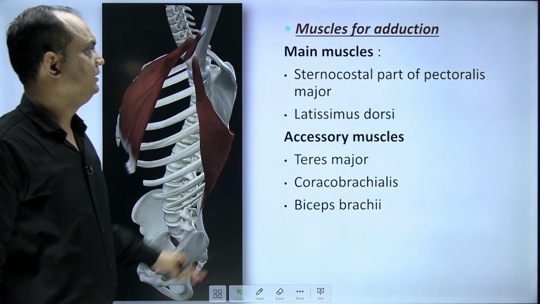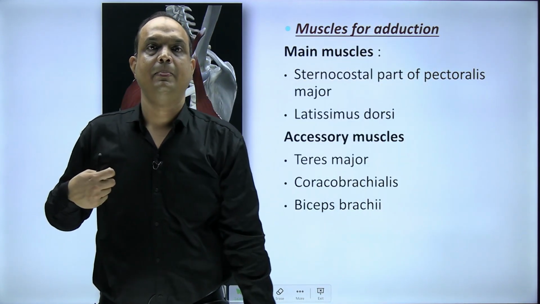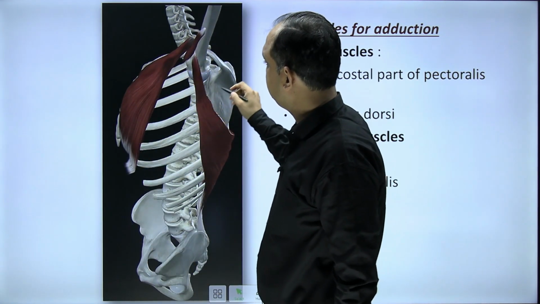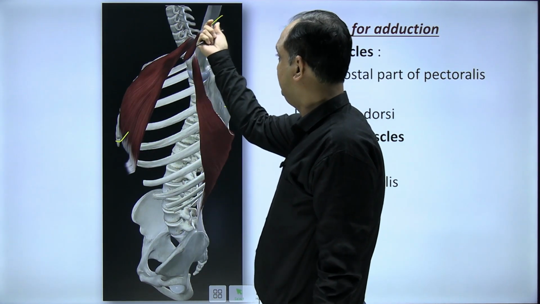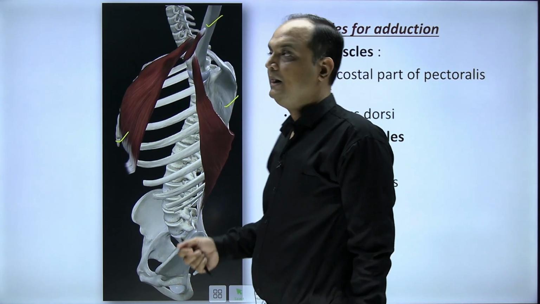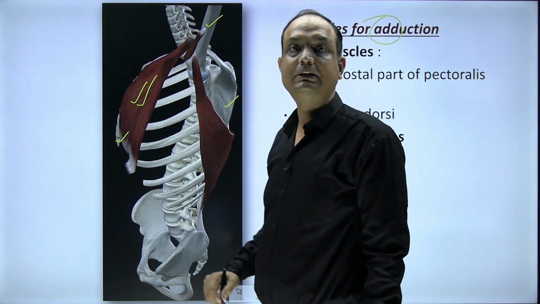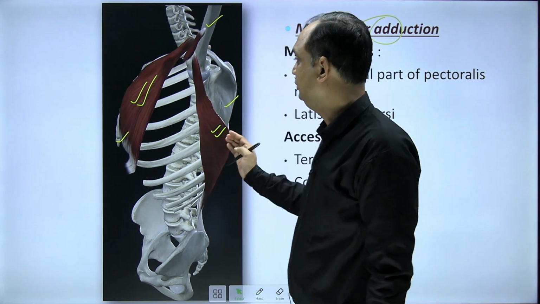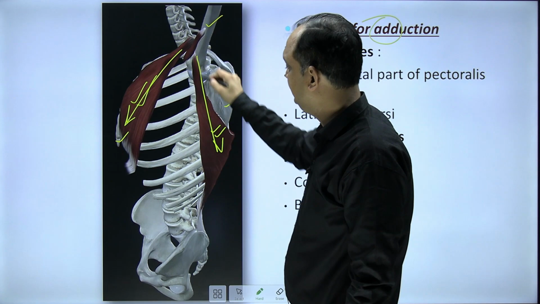So my dear students, adduction is possible when you are pulling the abducted arm. When the arm is abducted, the muscles which connect the humerus with the scapula and the anterior part of the chest will pull the humerus towards the body. That is your adduction. So when adduction is taking place, the pectoralis major, which forms the anterior axillary fold, and latissimus dorsi, which forms the posterior axillary fold, both muscles pull the humerus towards the trunk or towards the midline of the body.